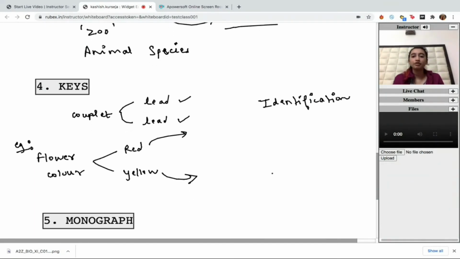Next thing that we have as a taxonomic aid is a key. Keys are only for the purpose of identification of a new species. So each key has a couplet, that is, it has two options, and each of the individual options is known as a lead. To give you an example, flower color becomes one of our couplets. Now the two leads that it can have, just as a hypothetical example, it could be red, it could be yellow. So the flower that you have in your hand, suppose that is red in color.